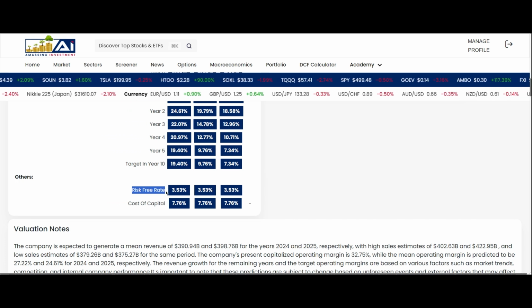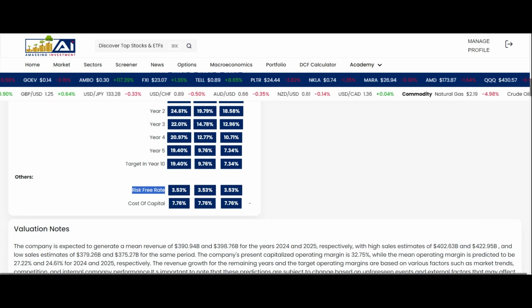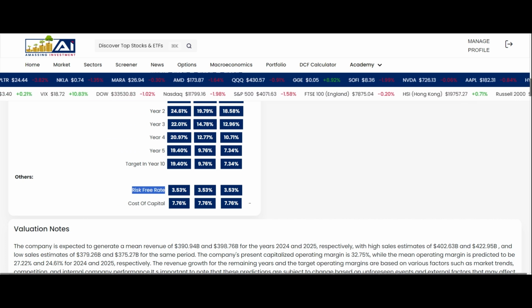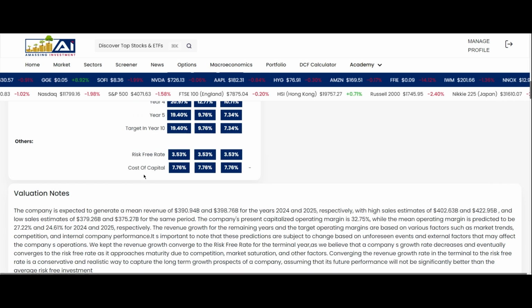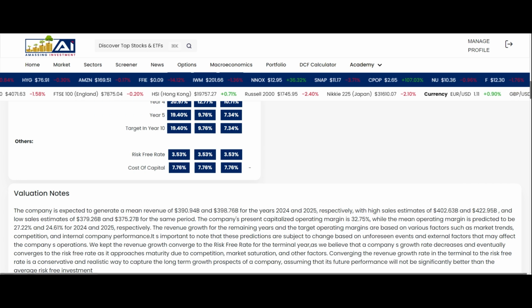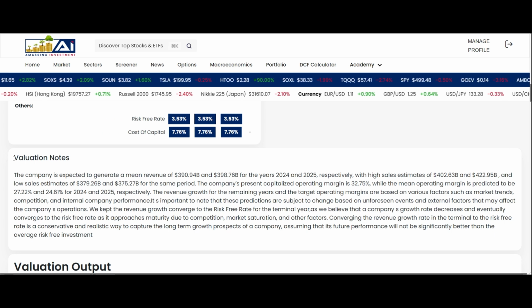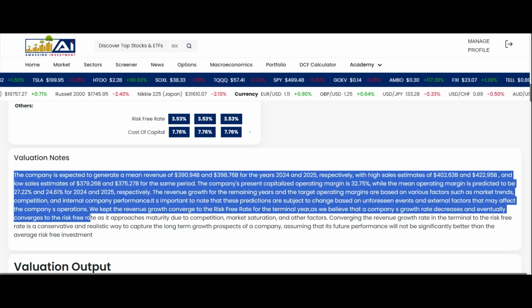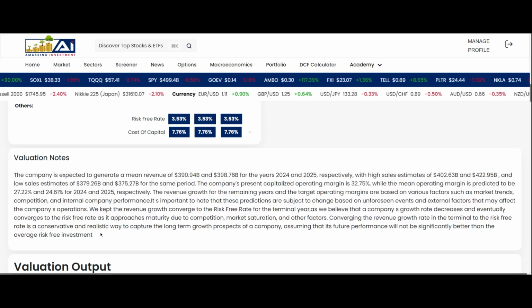Our assumptions are not plucked from thin air, they are grounded in rigorous analysis. Leveraging advanced AI and ML algorithms, we analyze Apple's past performance and industry norms to craft our forecasts. This approach ensures that our assumptions are realistic, reflective of market conditions, and capable of adapting to changing economic landscapes. The valuation notes provide a narrative on expected revenues, margins, and the rationale behind our assumptions. This section ensures you understand the foundation of our valuation model.